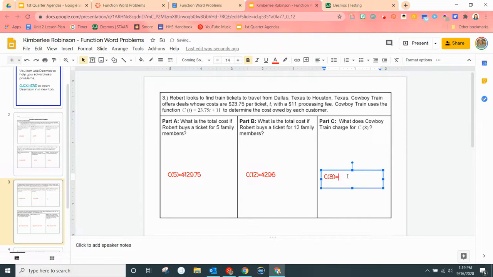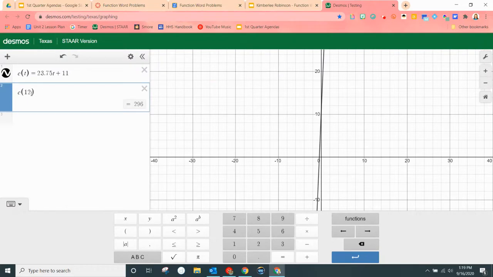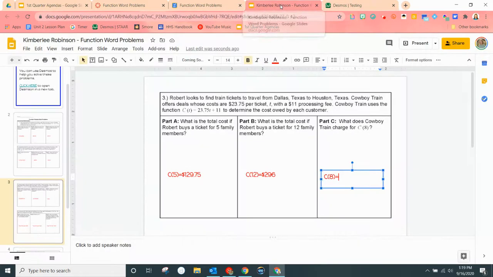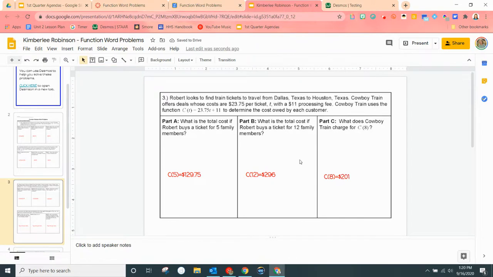What does C of 8 equal? So how do we know? Well, that's telling us to plug in 8 into our function. So instead of T now, we have 8 here. So we need to plug in 8 over here, but let's let Desmos do that for us. C of 8 equals 201. Okay, so $201. That's how much it costs to buy 8 train tickets.